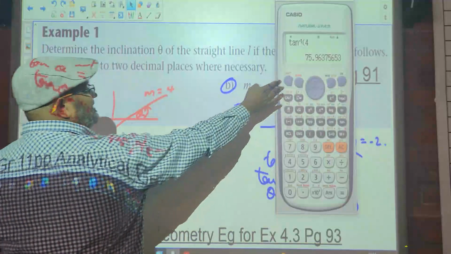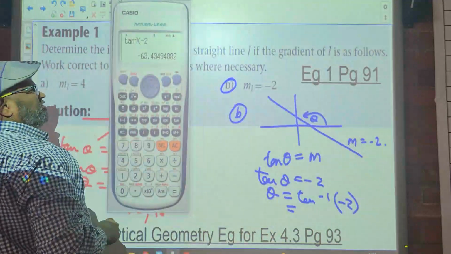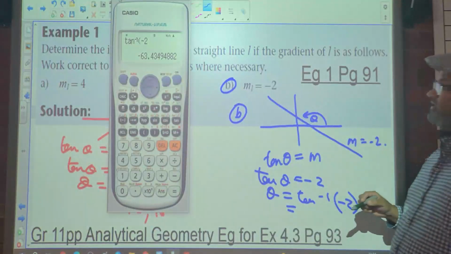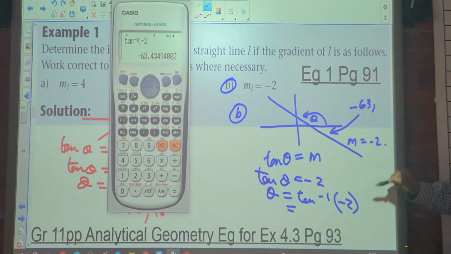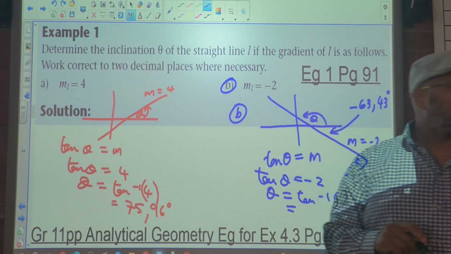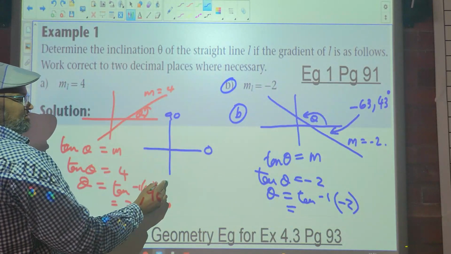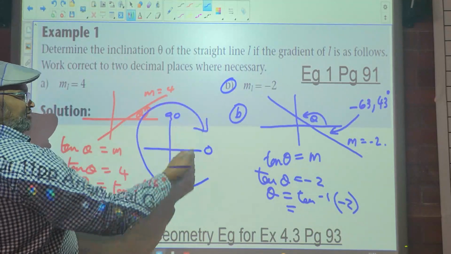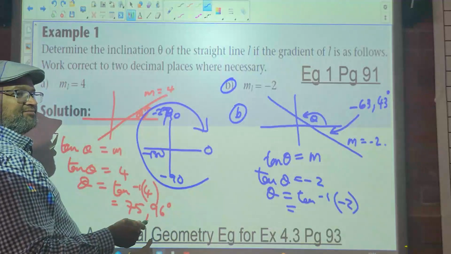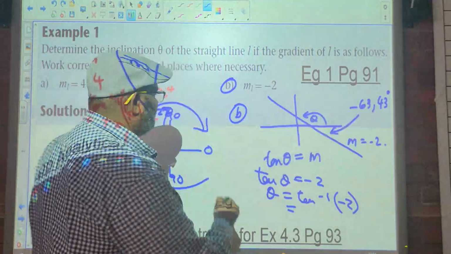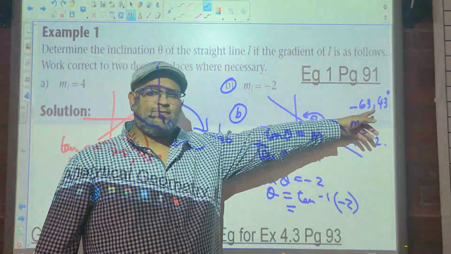When you work shift tan, or inverse tan, or tan to the minus 1 of negative 2, it gives me negative 63,43. Now where is that angle? That angle is actually this angle here. Remember, if that is 0, this is 90, this is 180, 270. But if this is 0 and I go in this direction, what is this? Negative 90, negative 180, negative 270, negative 360, and so on. So if you're looking at that angle to be negative 63,4, then it's actually this angle. You all understand?